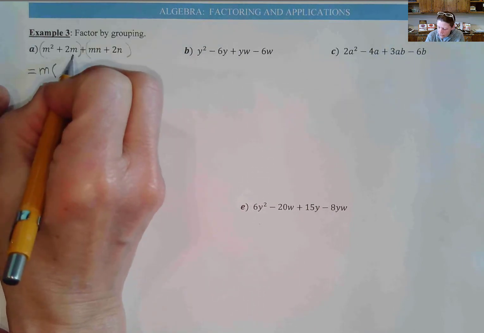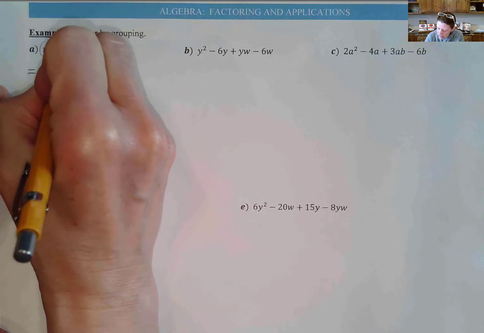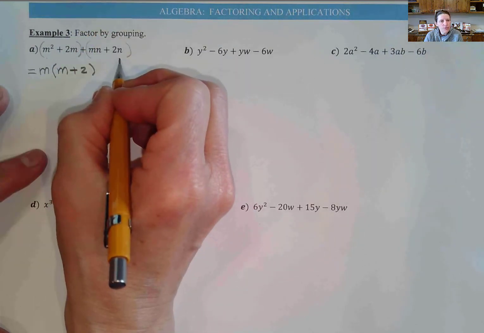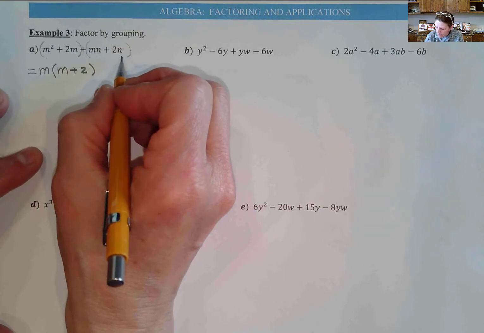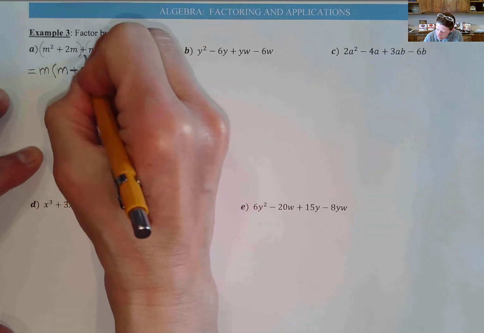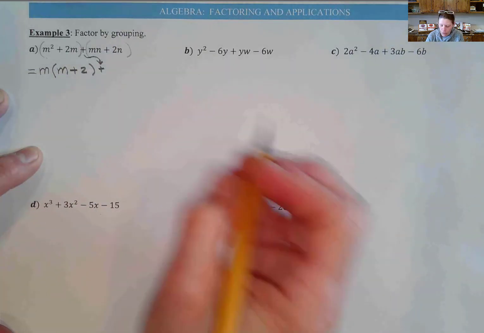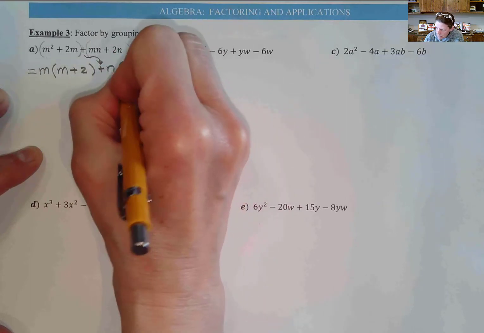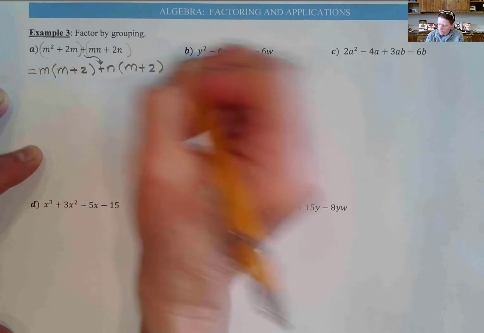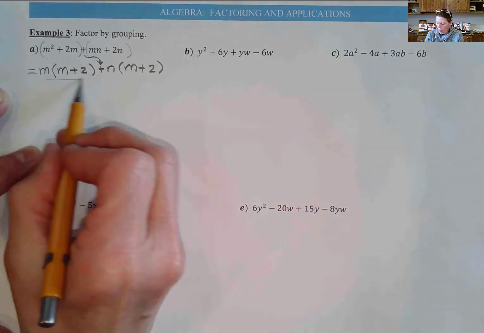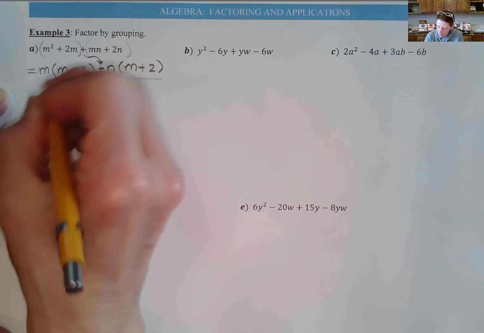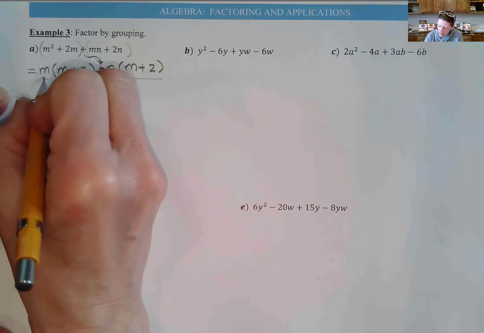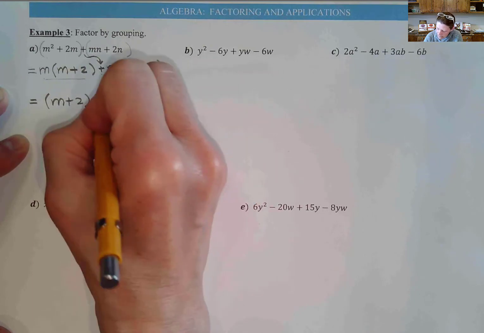So let's factor those first 2 terms as m times m plus 2. Now as we look at our second 2 terms, there's a greatest common factor n. Now notice that there's a plus sign in between here, isn't there? Don't lose that. Let's write these second 2 terms, n times m plus 2. And now we've got 2 large terms here with a common factor m plus 2, which we're going to factor out. M plus 2 times m plus n.